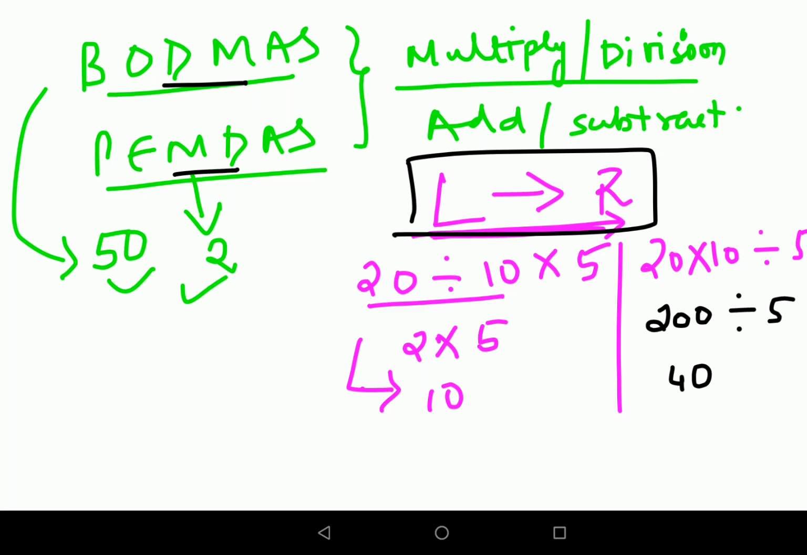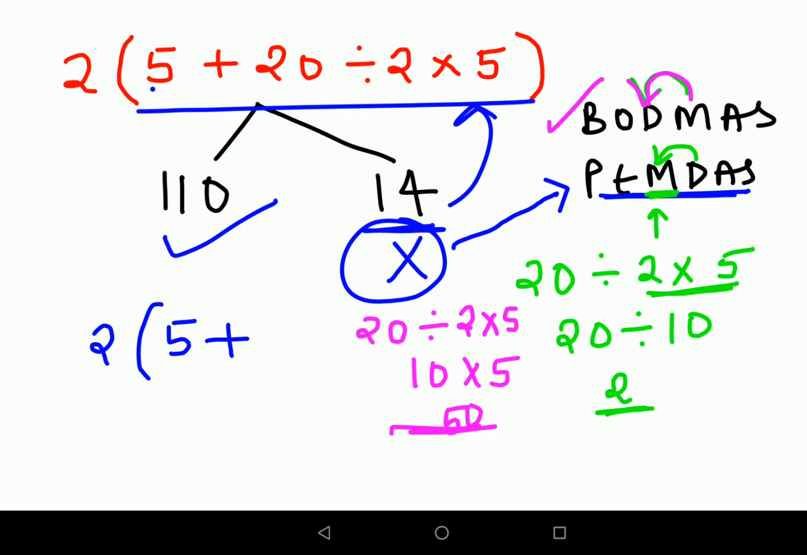But if the question had division, multiplication plus addition and subtraction, then obviously division and multiplication will be taken first into calculation. After that, the addition and subtraction will be taken into consideration, also with the same precedence, going from left to right. So I hope this is very, very clear to everyone. Now let's get back to our sum.